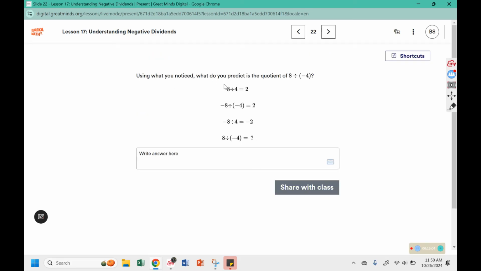Using what you noticed, what do you predict is the quotient of 8 divided by negative 4? So right here I see the same sign was positive, same signs is positive, different signs was negative, so different signs would also be negative. And using those fact families like we did in the warm-up, we know that it has to be a 2, right? 8 and 4, 2. So it has to be some form of 2 or negative 2.